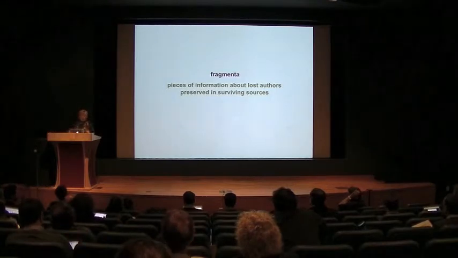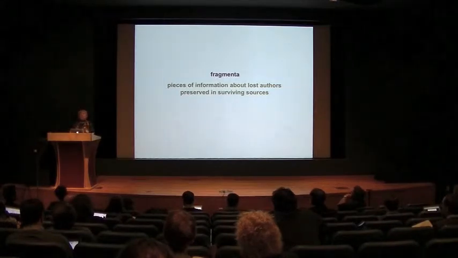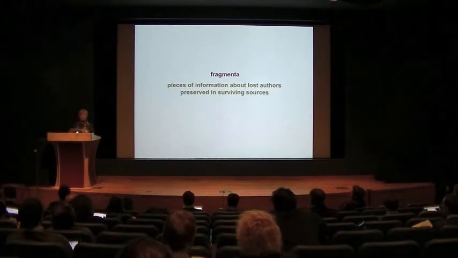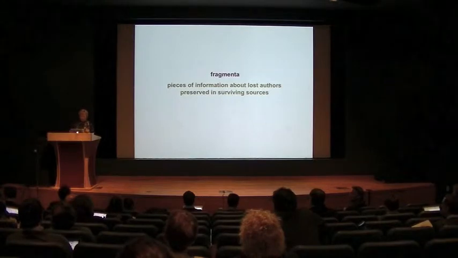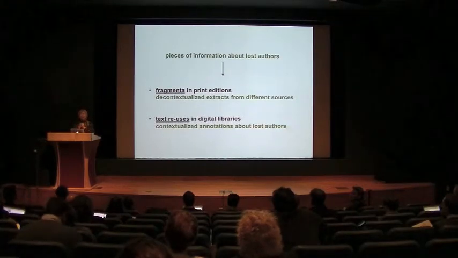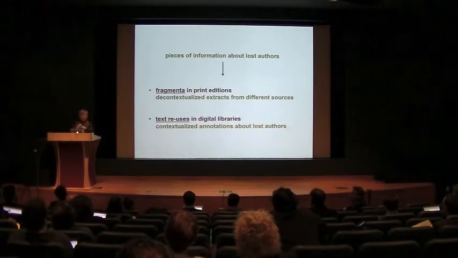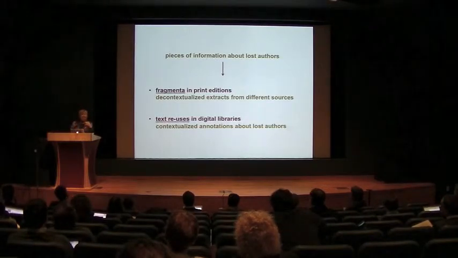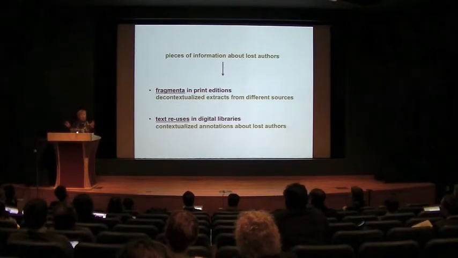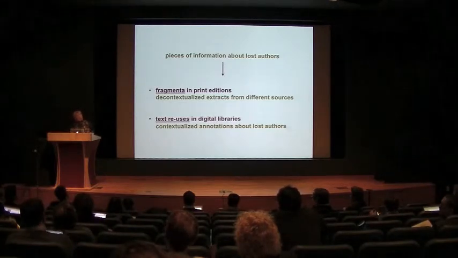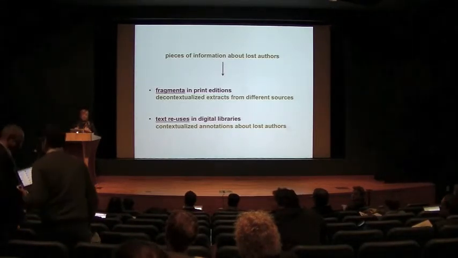This term is misleading because we don't have fragments of the original text. We don't have the original text, but we just have quotations, allusions, paraphrases, or translations of original text which are lost. And this term, fragmenta, is used in traditional print editions where these pieces of information are just decontextualized extracts from many different sources. In digital libraries, we want to represent these pieces of information in a different way.